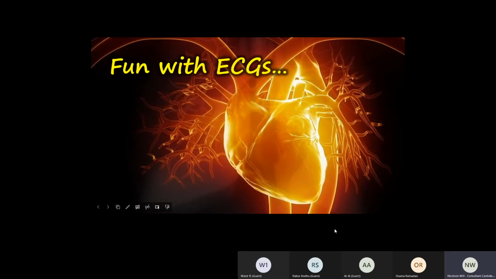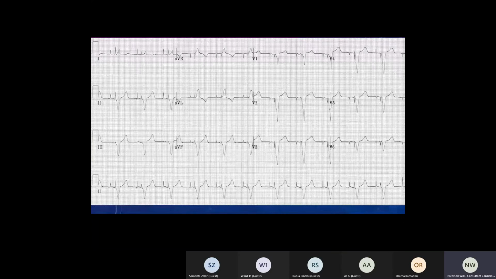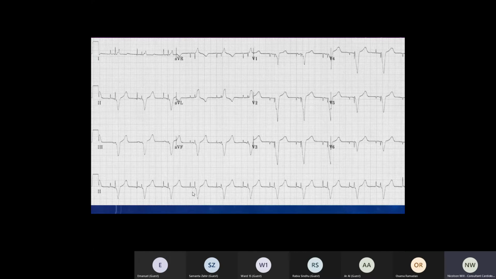So your fun with ECGs for today is this ECG. Can anybody tell me what this ECG shows? So sinus and pacing. Very good. So we can see that we have an atrial pacing spike and a ventricular pacing spike. So we know that this patient is in sinus rhythm.